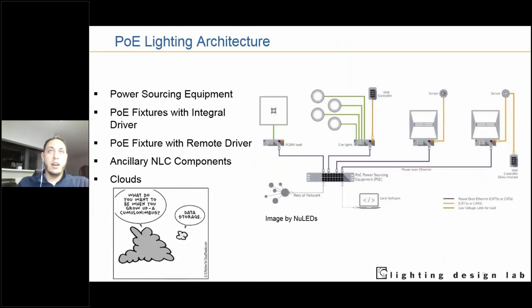Let's talk a little bit about the architecture when we're looking at the full picture. This is an example architecture from the NewLeds system, and we'll be getting into specific system examples in a little bit. You'll have your power sourcing equipment, those are your PoE network switches, and your typical switch will have 48 ports that you can access. You'll have your fixtures, which can have an integral driver, or fixtures that may have remote drivers. The idea is that you can connect your Cat5 Ethernet PoE cable directly to drivers, and we'll show different architecture types for PoE systems in a little bit. Then you can use low voltage or non-PoE standard Ethernet cable to connect your ancillary devices or components as well.